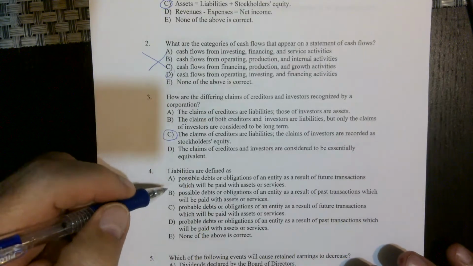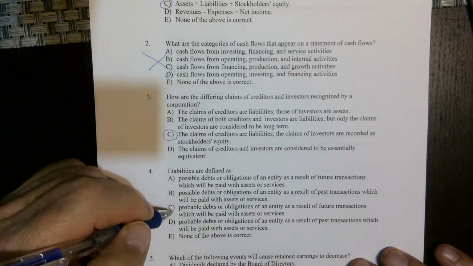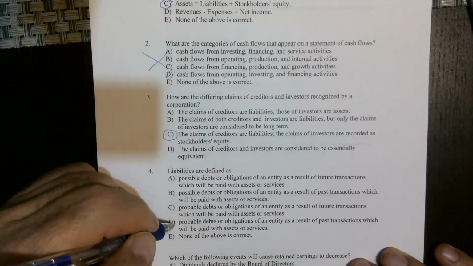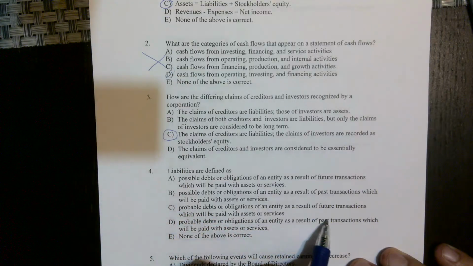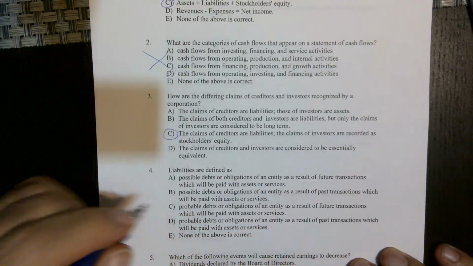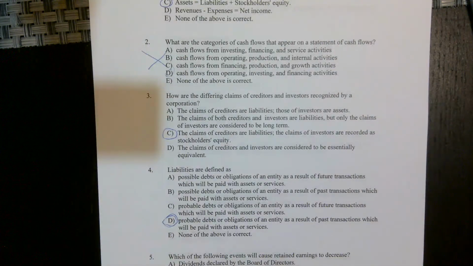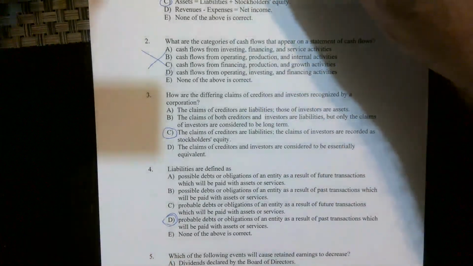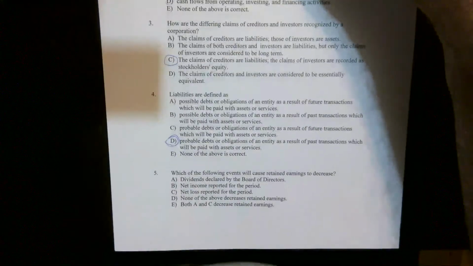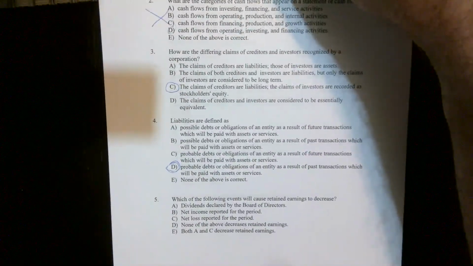Liabilities are defined as probable debts or obligations which the entity has as a result of past transactions, not future. So probable, not possible. Anything is possible if you get down to it. So probable, not possible, and from past transactions.